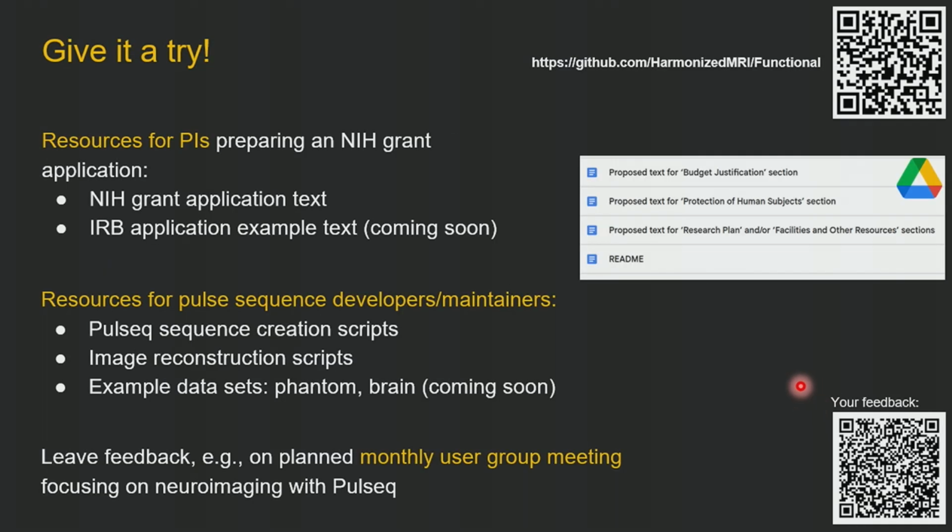And then finally, we have a resource website where we have things for PIs about how you can possibly put it into your NIH grant, put it into your local IRB application, and then of course resources for the pulse sequence developers who are going to try this out. We have the sequence creation scripts, we have some image recon scripts, and soon we're going to have some example data sets up there. And the feedback one on the bottom is, if you have any questions or want to get involved. Also, if you're interested in a monthly user group meeting that we're going to start about PulseSeq in neuroimaging.